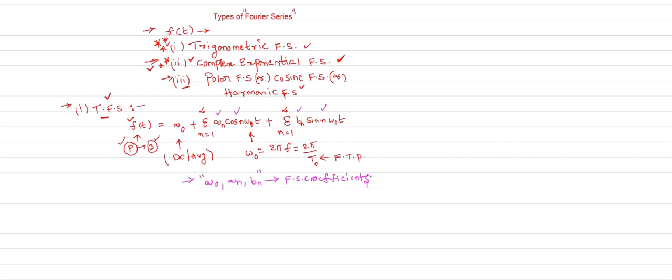And finding these coefficients is very important. Finding these coefficients A0, An and Bn is called the analysis. Finding the Fourier series coefficients is nothing but analysis. Now how can you find the Fourier series coefficients? To find them, we use these formulas. Here A0 is the average or mean value of f of t, or the DC value of f of t.